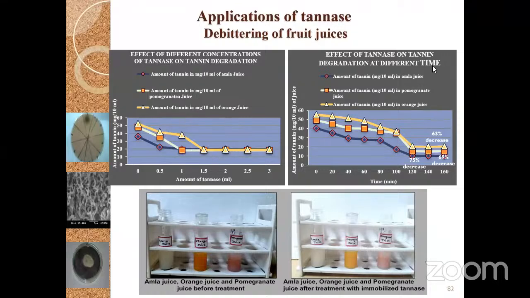The effect of tannase on tannin degradation at different time intervals was also studied. It was observed that at 120 minutes, there is a 75% decrease in tannin content in amla juice, and a 63% and 69% decrease in pomegranate juice and orange juice respectively. This picture shows the amla juice, orange juice and pomegranate juice before treatment, and this is after treatment. This shows the haziness of the juice because of the tannin content.